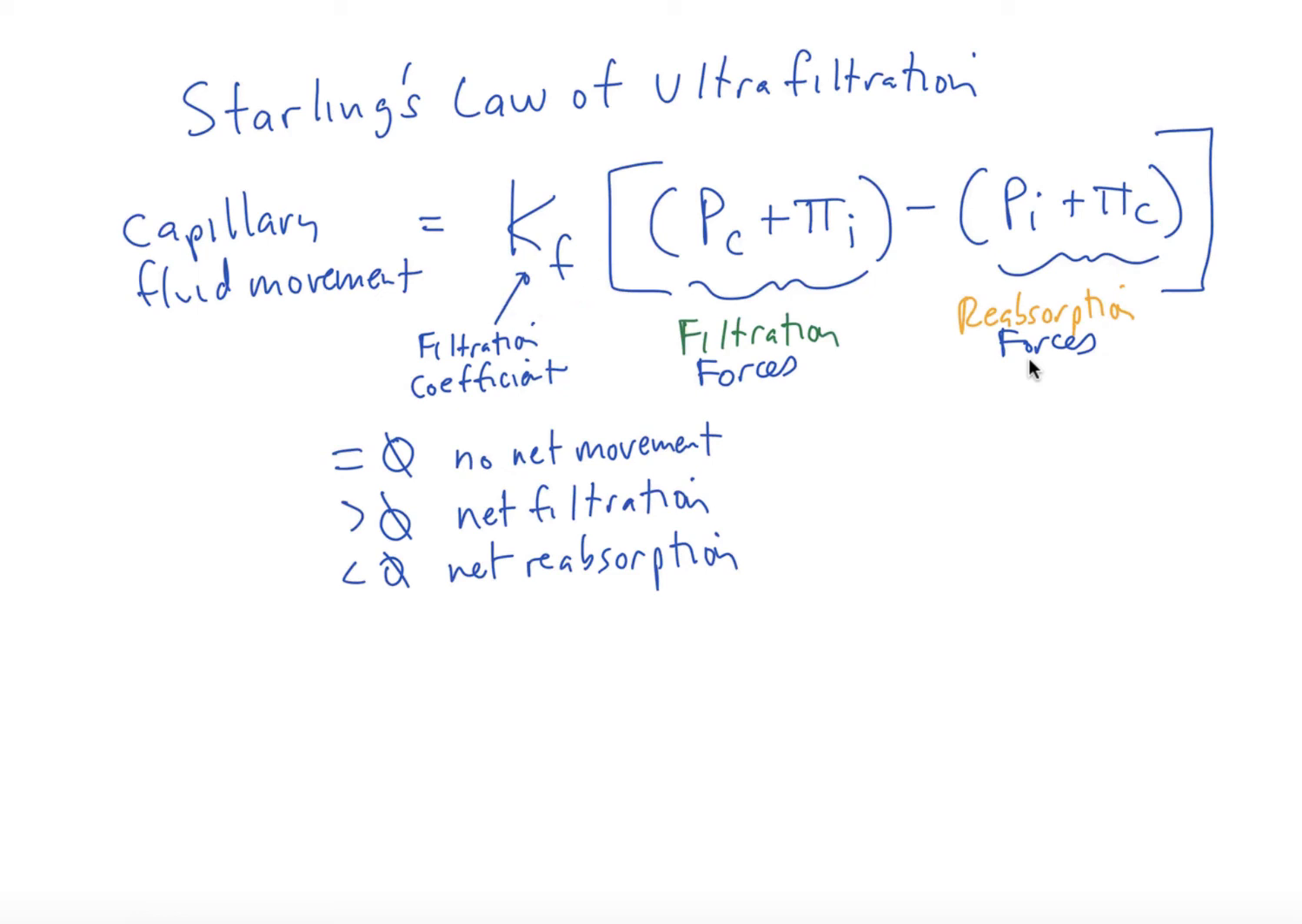Now, assuming I have some conductance, if the forces of filtration are larger than the forces of reabsorption, then I'm going to end up with a positive value. And that positive value is going to tell me that I have net filtration. The reason why is the way we set this up is filtration minus reabsorption is how we're doing this equation. If, on the other hand, I end up with a negative value, that means the reabsorption forces are greater than the filtration forces, then I end up with net reabsorption.